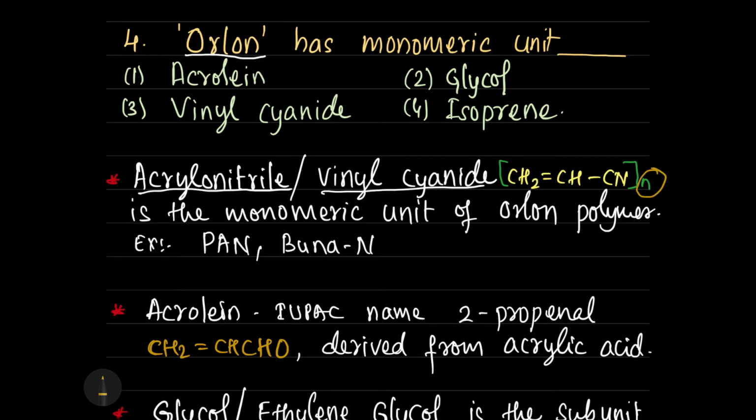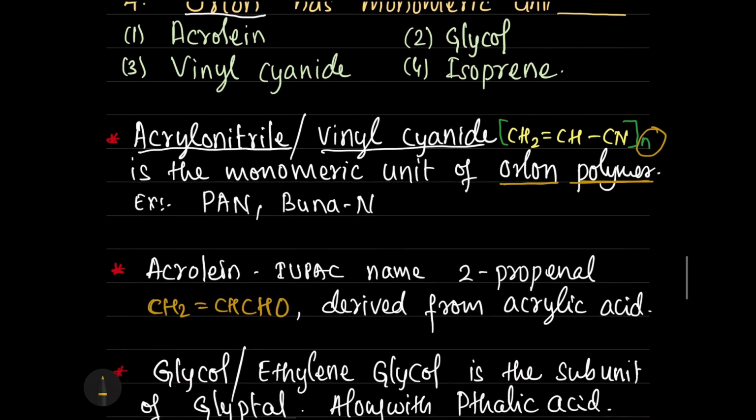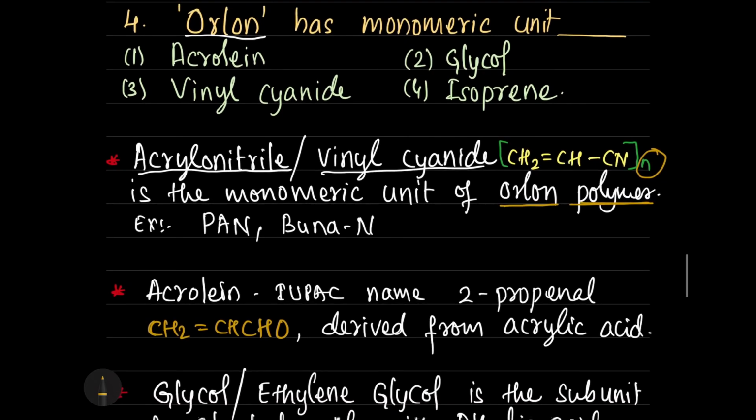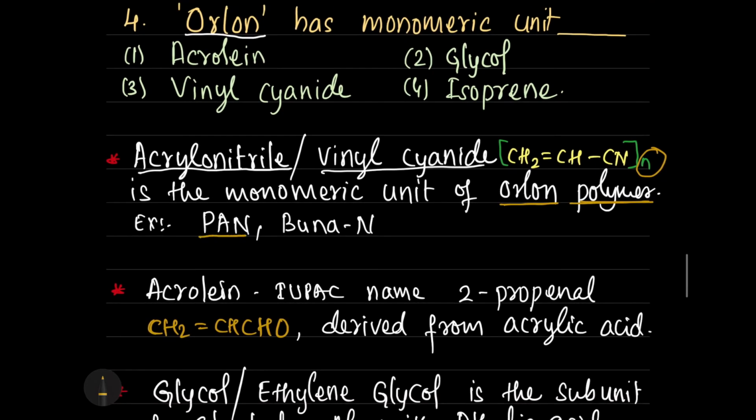Here, many are repeating. That's why the answer is going to be acrylonitrile or vinyl cyanide. In upcoming questions, they may ask what is the polymer name formed from vinyl cyanide or acrylonitrile. In addition to that, there are more polymers which are going to be formed, known as PAN polymer and Buna N polymer. These are also important polymers.